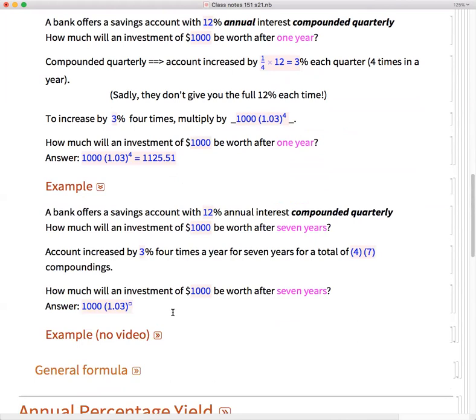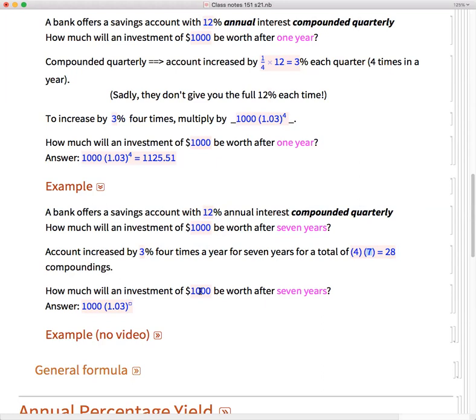Okay, so one additional idea here is looking at what happens in the same situation, compounding quarterly, but now we're going to go out 7 years instead of just 1 year. So we're going to be increasing the account by 3%, 4 times a year. That's what quarterly means, for 7 years. And the last idea here is that in total, then, we will have 28 compoundings of interest: the number per year times the number of years we go out.